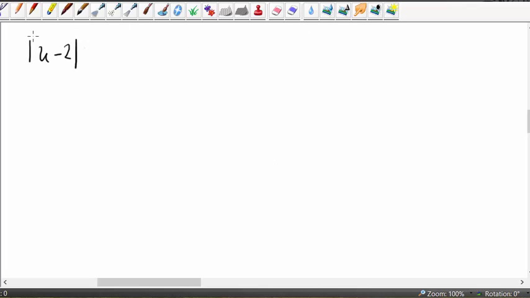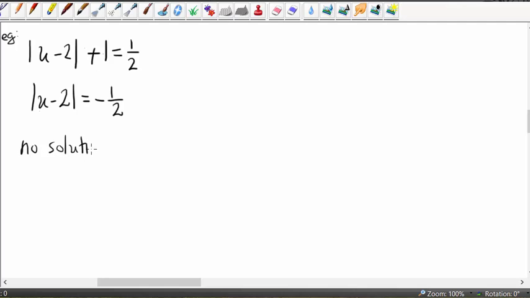What if we have the absolute value of u minus 2, plus 1, is equal to 1/2? Well, in this situation, we isolate the absolute value to get the absolute value of u minus 2 is equal to negative 1/2. But now our absolute value is equal to a negative. And we know that that is not something that can occur. So there are no solutions to this absolute value equation.